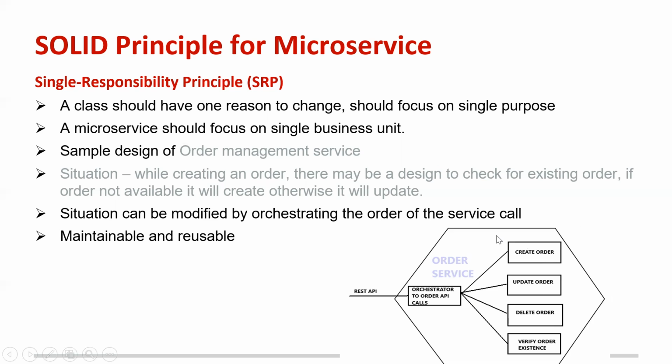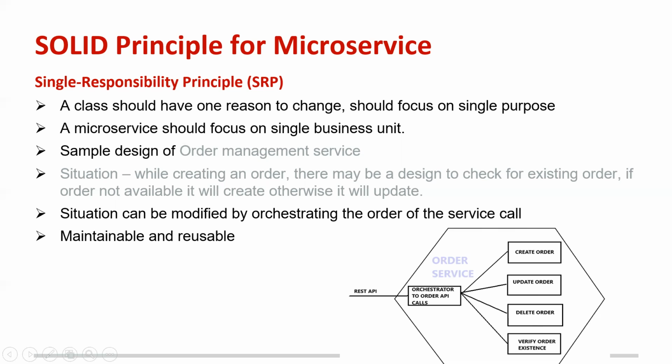Suppose it finds an existing order. In that case, it will go and update the existing order. So here, the request is made for creating an order, but what the service is doing is updating the existing order if it is available. We can modify this kind of service.